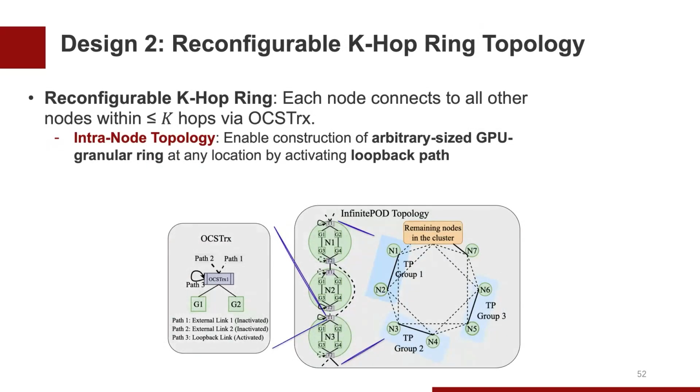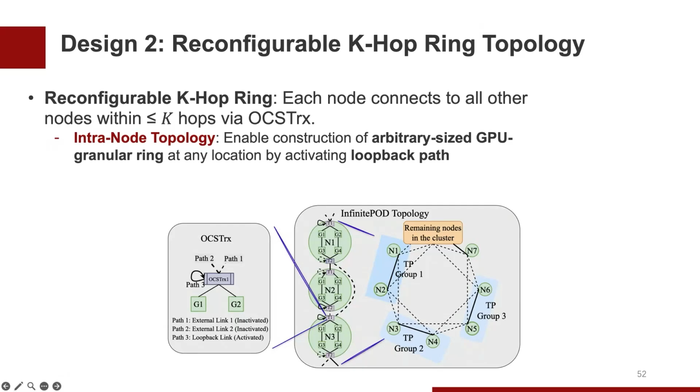On top of this basic hardware, we need to design our topology to achieve our goals. So our second key design is the reconfigurable K-hop ring topology. It enables nodes to connect to all other nodes within K hops or fewer through the OCSTrx. This figure illustrates the two-hop ring topology, where node 3 connects to node 1, node 2, node 4, and node 5.